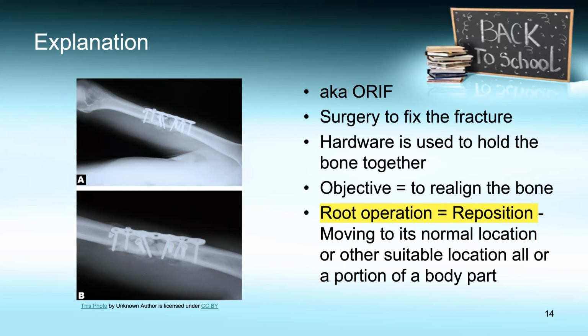So our root operation becomes reposition. And the definition of that is moving to its normal location or other suitable location, all or a portion of a body part. So that's what they're doing here. They're realigning those bones. So the root operation is reposition.